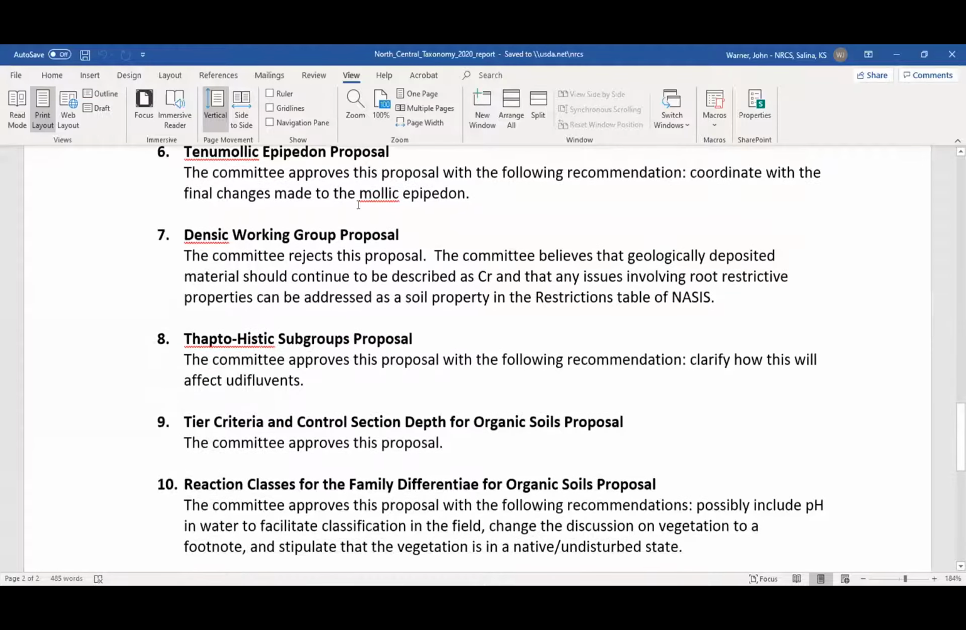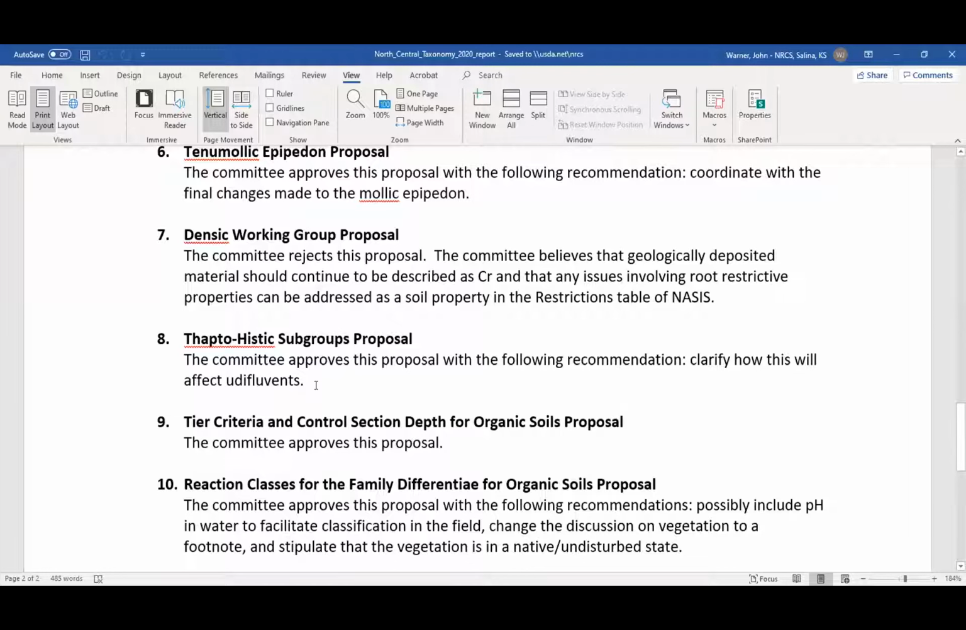The Densic, we want to stop this. We don't think that it should be moved on anymore. And there were some thoughts about the CDR horizon, completely dumb and ridiculous. No. Next topic, thaptohistic. The committee approves this proposal with the following recommendations.